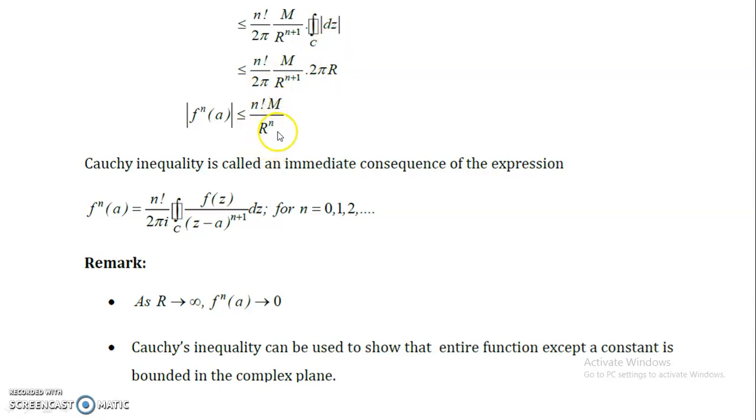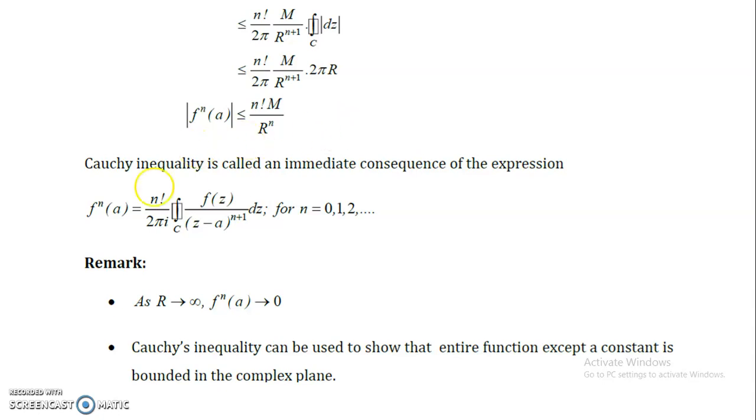So the 2 pi cancels each other, and then we get the modulus of the nth derivative of the function at z equal to a, where a is the center of the circle, that should be less than or equal to n factorial into M by r to the power n. This Cauchy's inequality is also called an immediate consequence of Cauchy's integral formula for the nth derivative. We shall remark on this here.